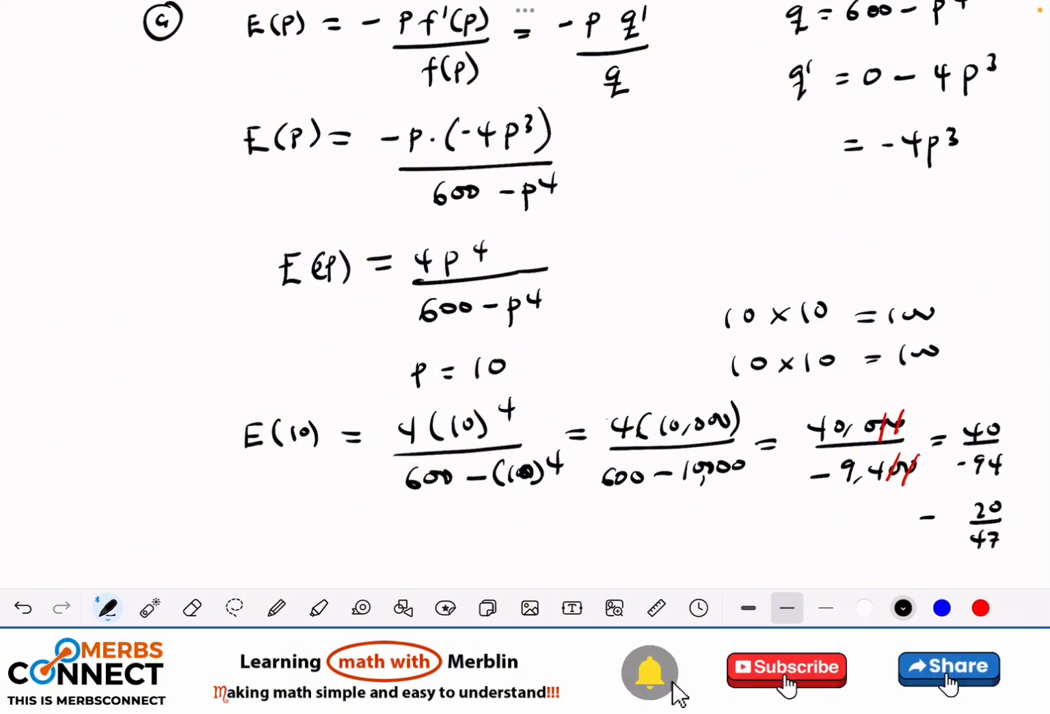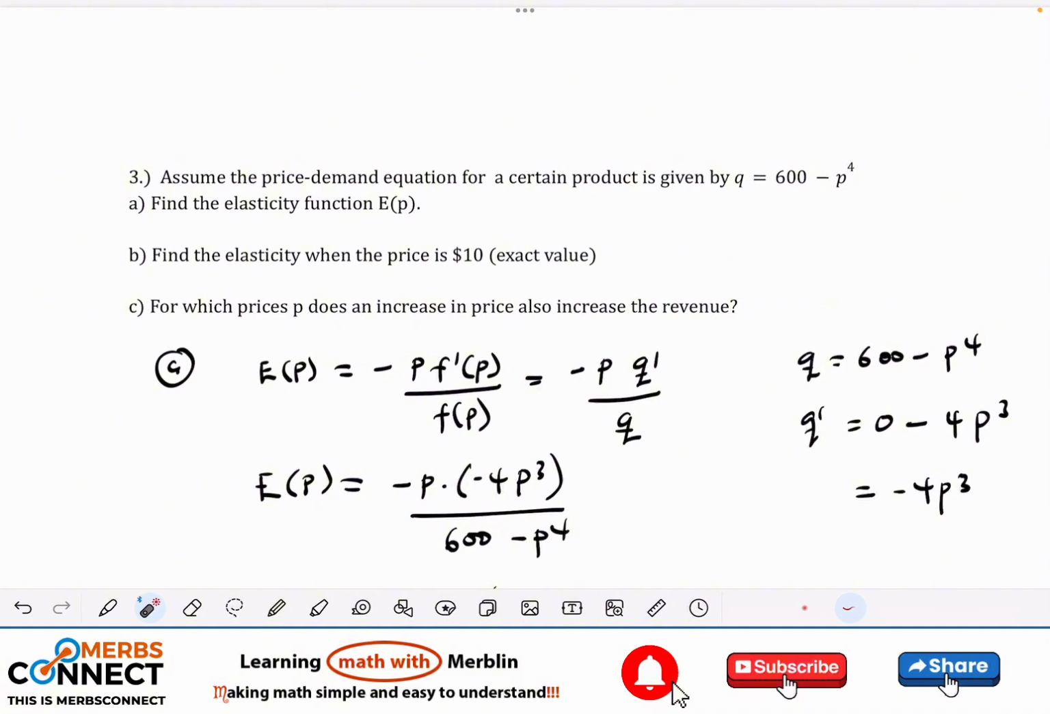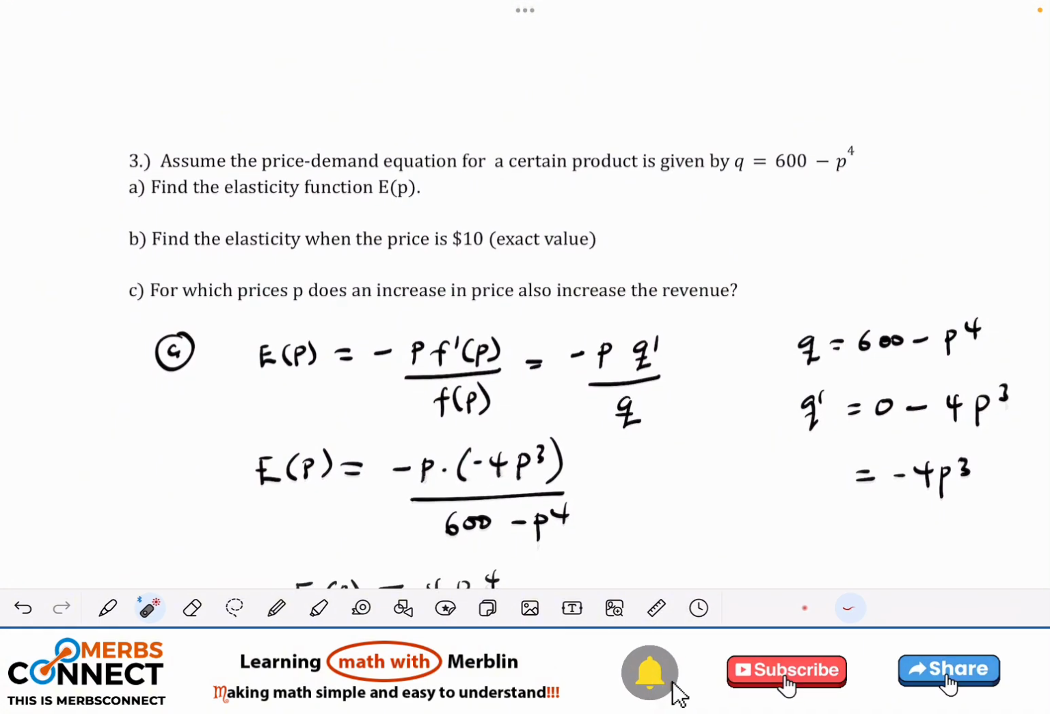So this will be the final result, minus 20 over 47. Yes. So what can we say about this, which the question has not asked us for? We can see that since the denominator is bigger than the top and it's even minus, this is less than 1, right? So this is price inelastic.